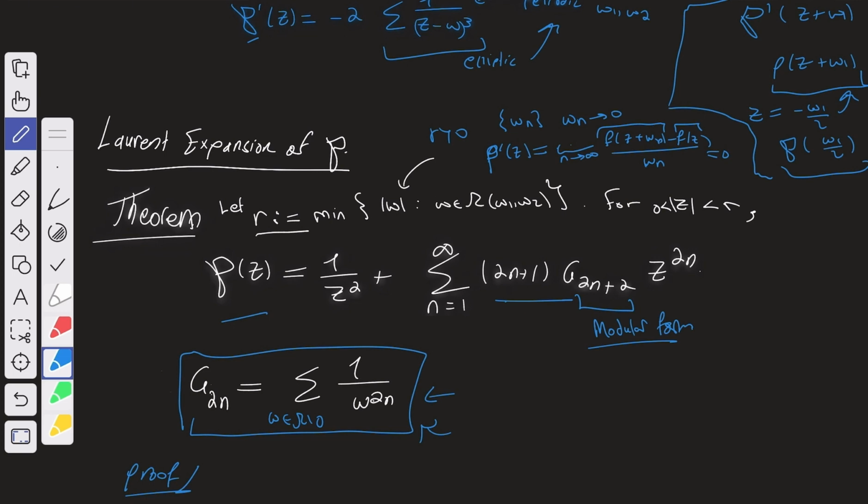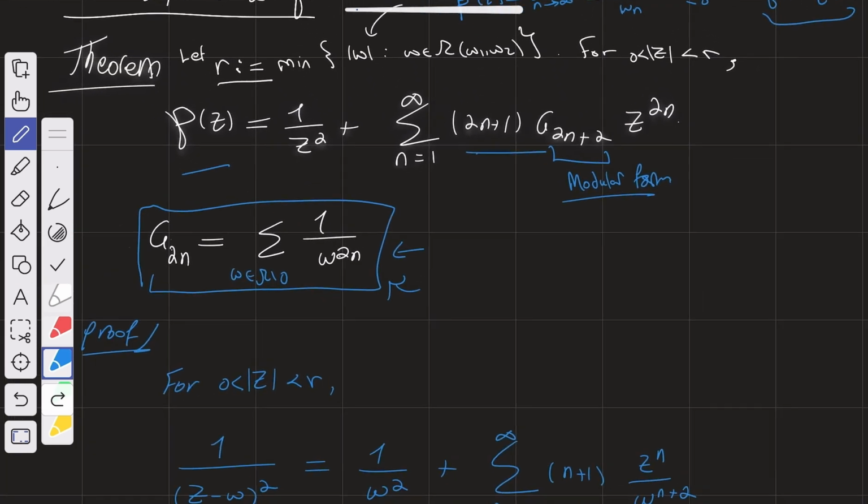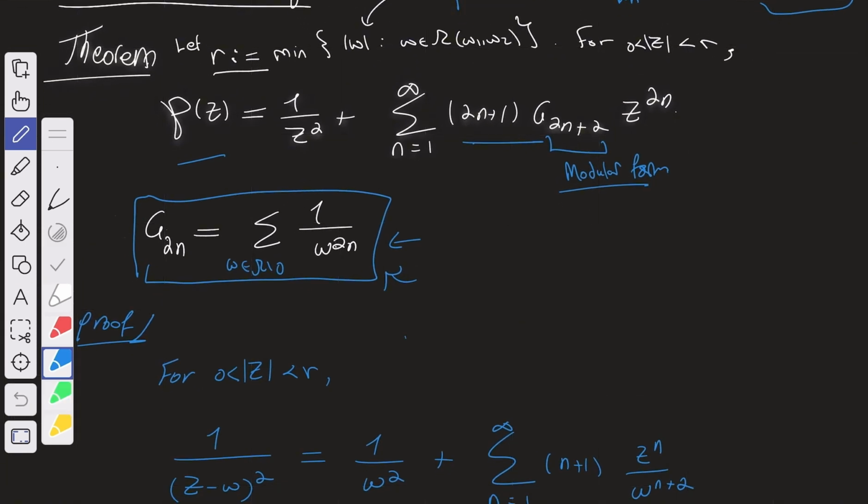So this number actually exists and is positive. So let us now do the proof for this theorem. We're going to start by considering the p function that we have. The p function actually takes the form, let me just rewrite it for you here.